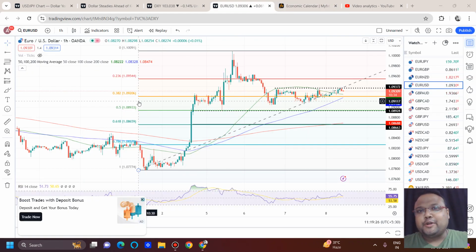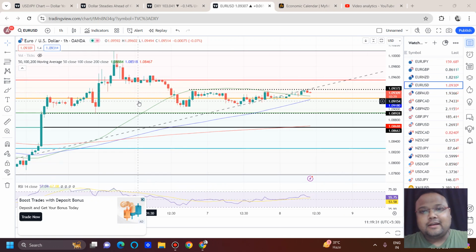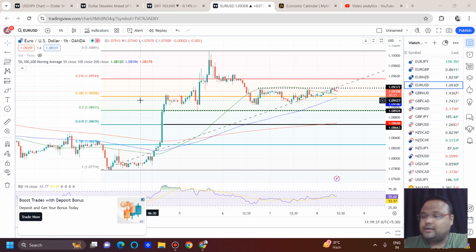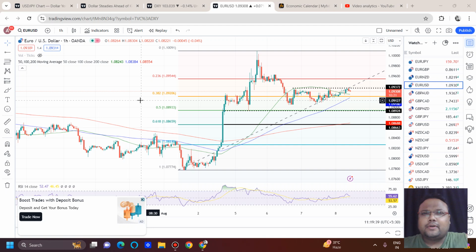Okay, now let's talk about Euro USD, the most popular currency pair in the world. How it became the most popular currency pair, I don't know. But personally, I am not a big fan of Euro USD, especially these days, because for the last couple of months, I have observed that Euro USD doesn't show much volatility, and when there's volatility, it gets crazy.